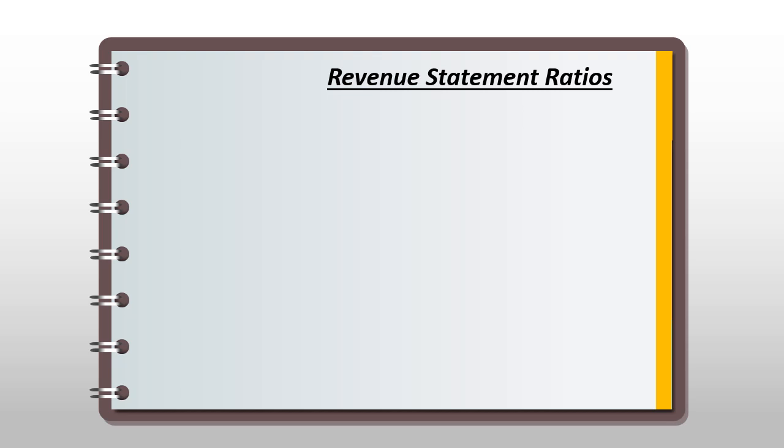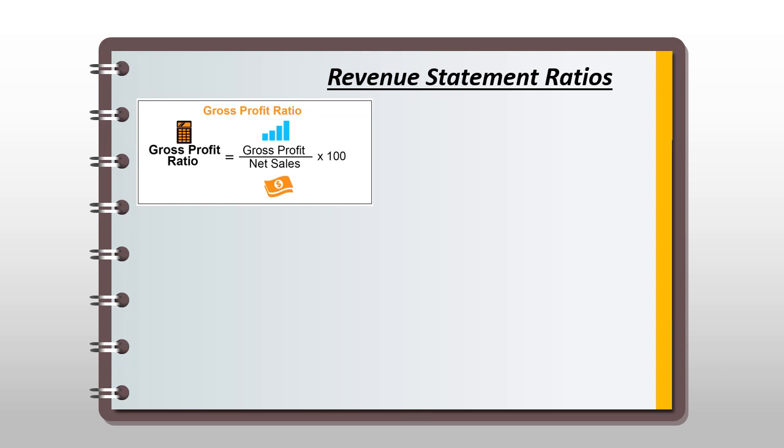Moving ahead to the revenue statement ratios, let us see what formulas are used to calculate them. The very first ratio is the gross profit ratio. The formula is gross profit upon net sales multiplied by 100. So the two components we require to calculate the gross profit ratio are gross profit and net sales.